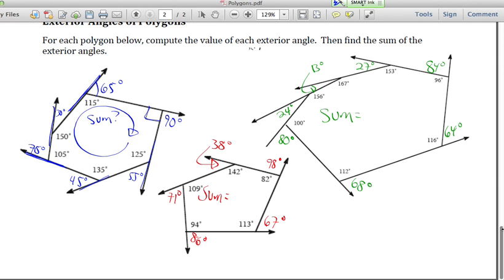All right, what you probably figured out pretty quickly is when I add these things together, I'm going to get 360 degrees every single time. It doesn't matter how many sides this thing has. It doesn't matter how big each exterior angle is. They're always, always, always going to make 360. Is that weird? It might be.